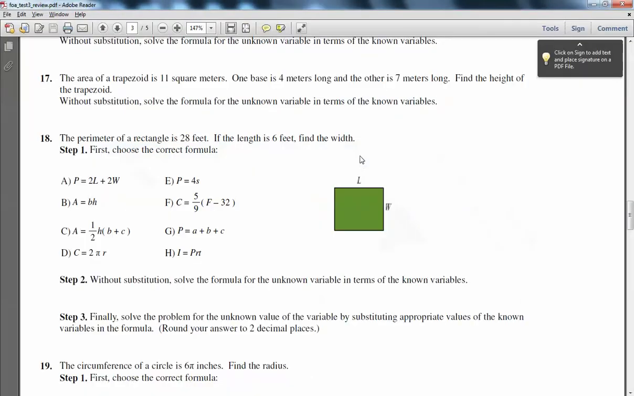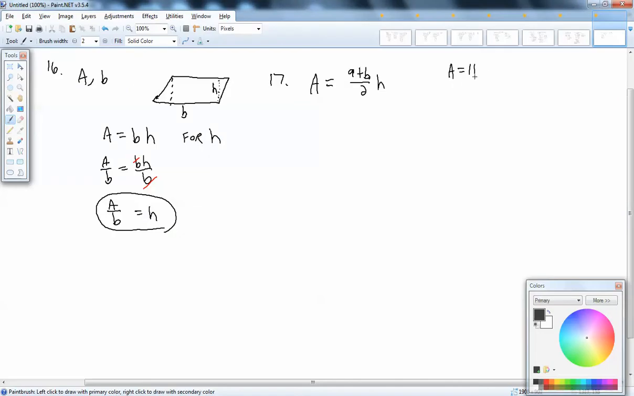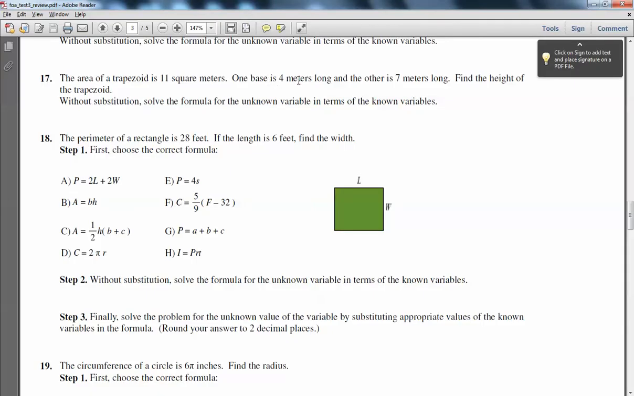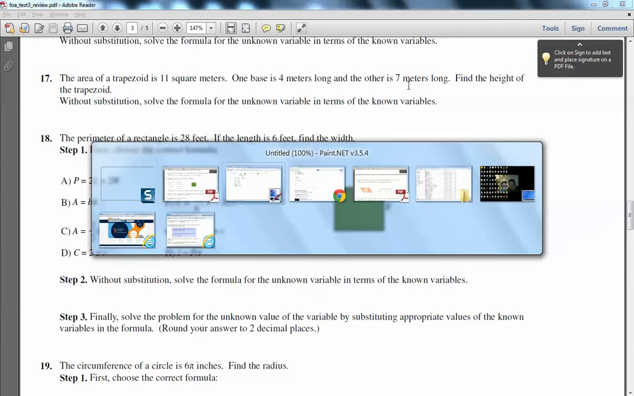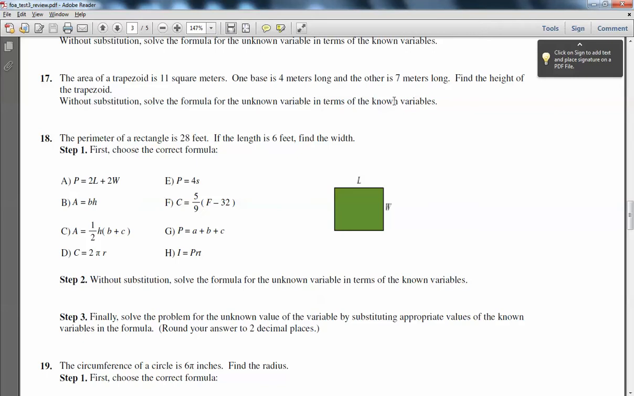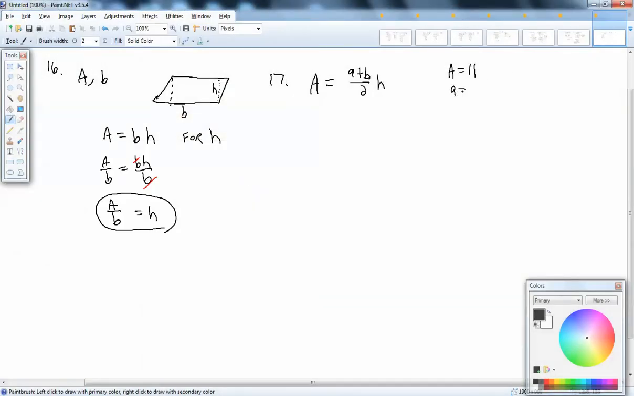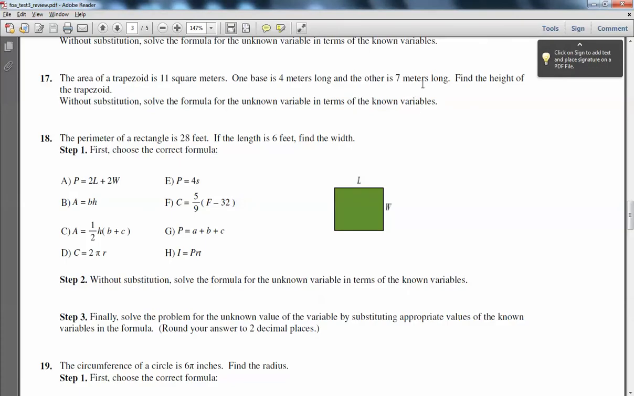Okay, let's see what else they're giving us then. Okay, area is 11, without substitution. So they're telling us that area is 11. One base is 4 meters long and the other 7. Let's go back and look at our picture. A, it looks like the smaller one, and B is the larger one. So little a would be 4, and B would be, was it 7? Yeah. Find the height of the trapezoid.